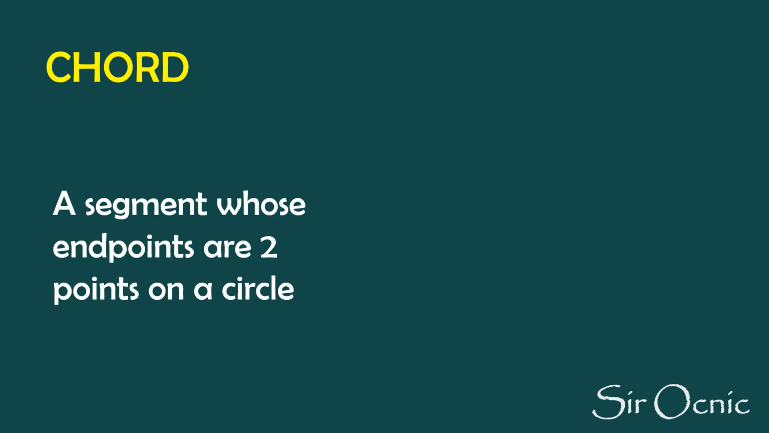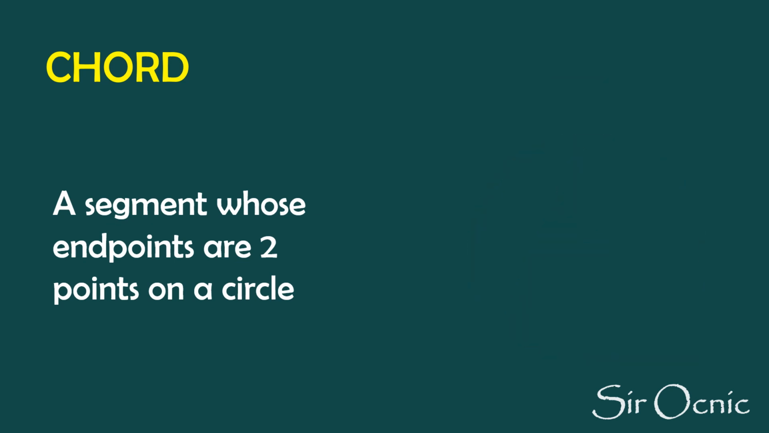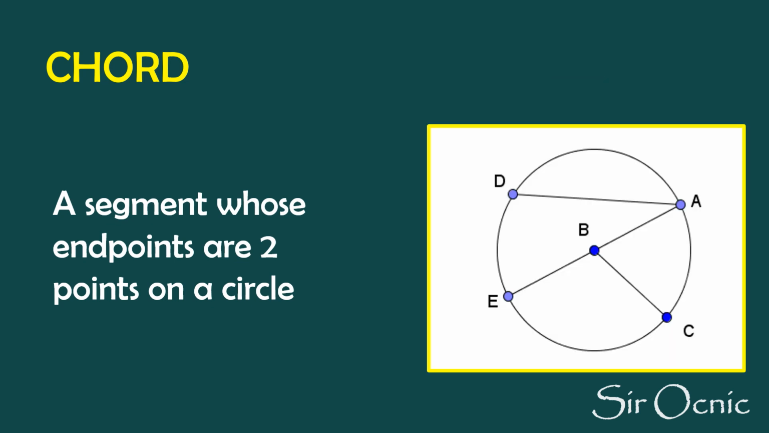A chord is a segment whose endpoints are 2 points on a circle. This is an illustration of a chord. This chord can be named as segment MX. Let us name all possible chords in this illustration. We have segment AD and segment AE. These two segments are the chords of this circle.